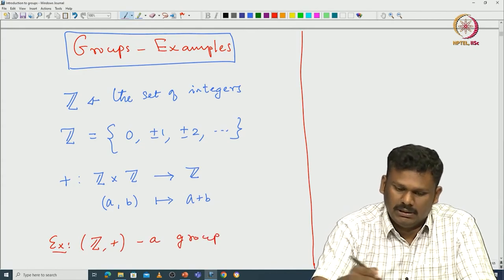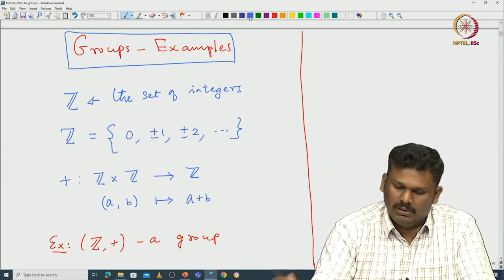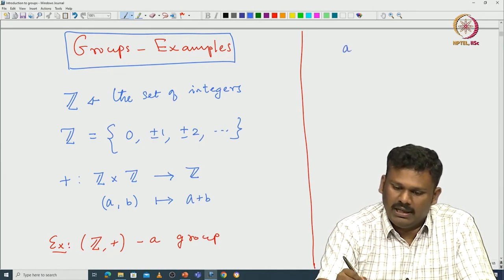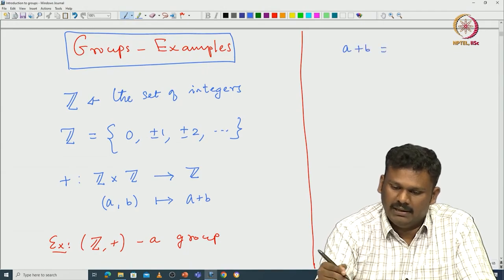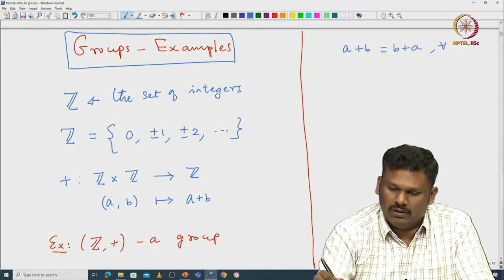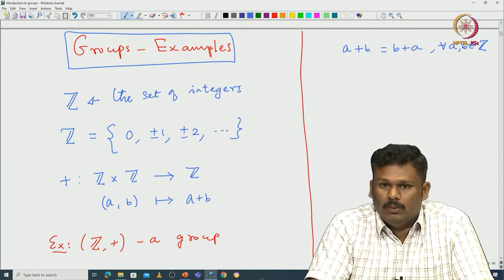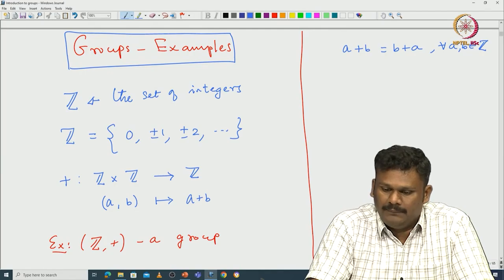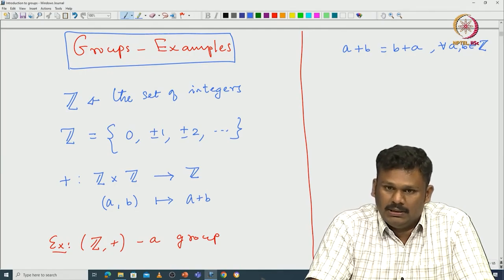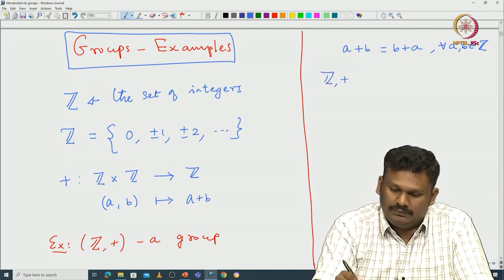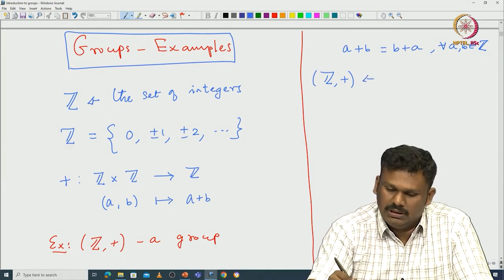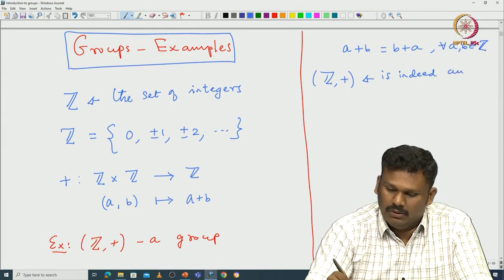Note that this is somewhat more than a group. For example, if I take two integers and add them, a plus b is the same as b plus a, and this is true for all a, b in Z. This kind of extra property is called commutativity. If you have this extra property, then you call that group an abelian group. So, what we just observed is that (Z, +) is indeed an abelian group.